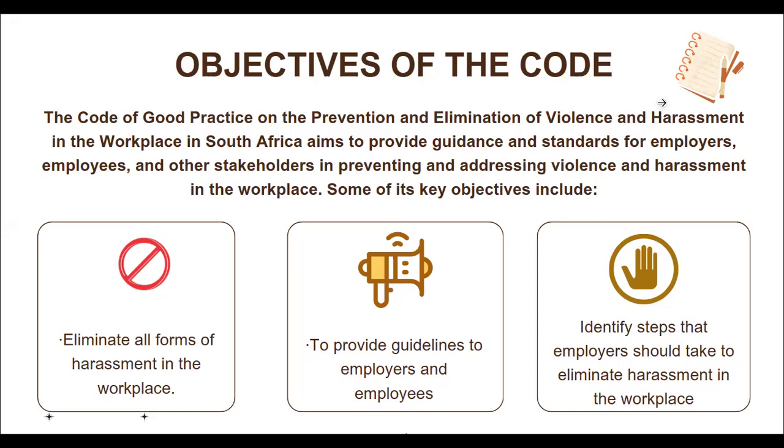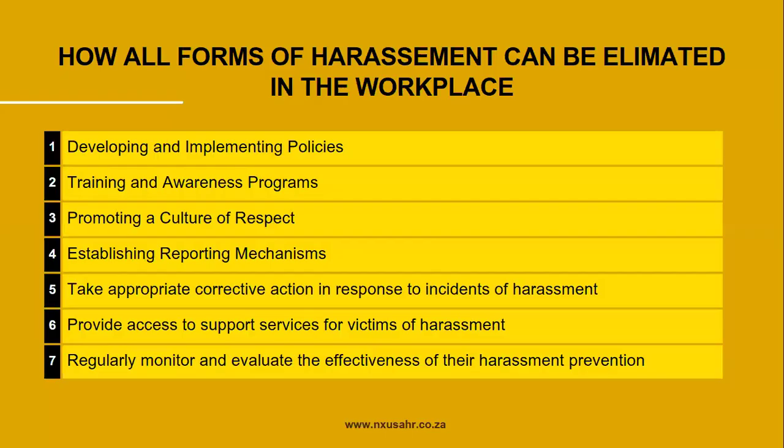Some of the objectives are eliminating all forms of harassment, violence, and discrimination in the workplace, providing guidelines for employers, employees and other stakeholders, and identifying steps that employers and employees should take in order to eliminate harassment, violence, and discrimination in the workplace. So how can all forms of harassment be eliminated in the workplace? They can be eliminated through developing and implementing the relevant policies and procedures.